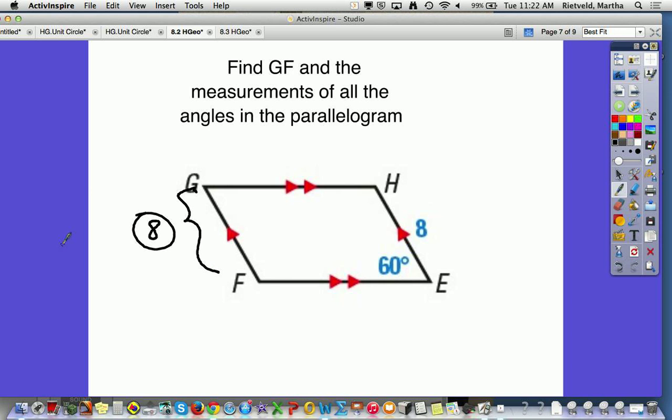We also need to find all the angles in this parallelogram. We know angle E is opposite angle G, and opposite angles are congruent, or equal measures, so angle G is 60 degrees. We know the consecutive angles are supplementary, so we know that angle H is 180 minus 60, which is 120 degrees. We know that 120 degrees is also angle F, because angle F and angle H are opposite angles in a parallelogram. Therefore, they are equal.